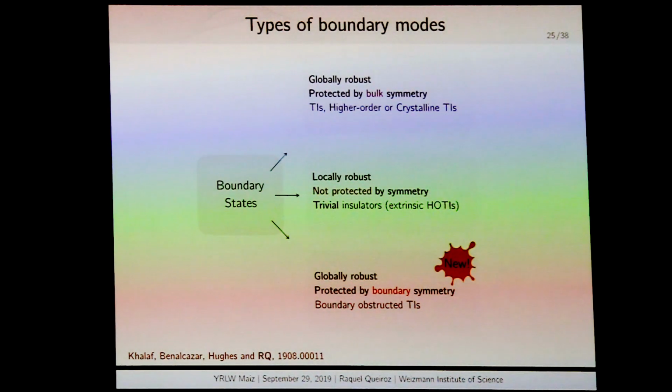So this is basically what we had until now. We had the topological boundary states, which are removable. They could be globally robust, which is protected by the bulk symmetry, for example, topological insulators, higher order topological crystalline insulators, and all of that. We can also presumably have some modes which are locally robust, and I could make global changes in my system to remove them without breaking any symmetry. And now what we have is states which are globally robust. However, they are not protected by the bulk symmetry, but instead by the symmetry at the boundary itself.